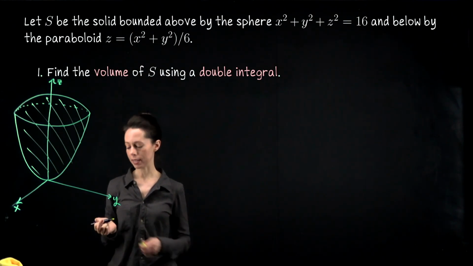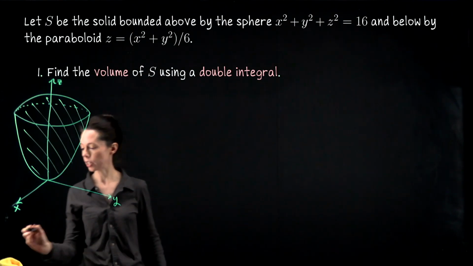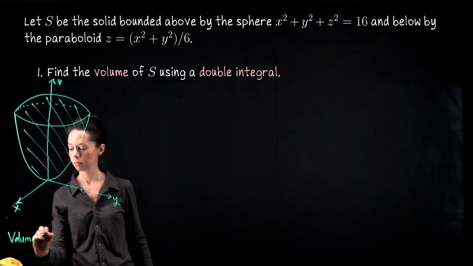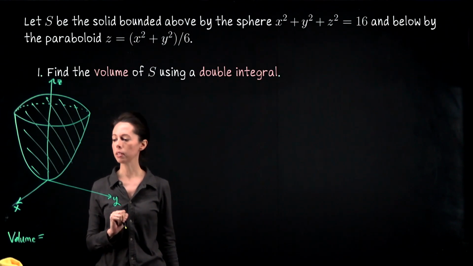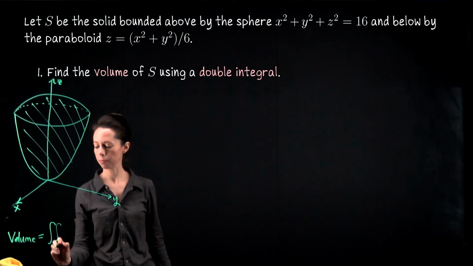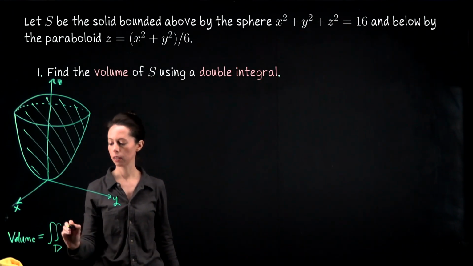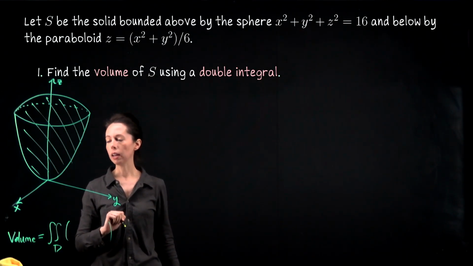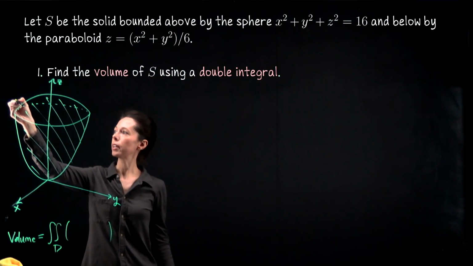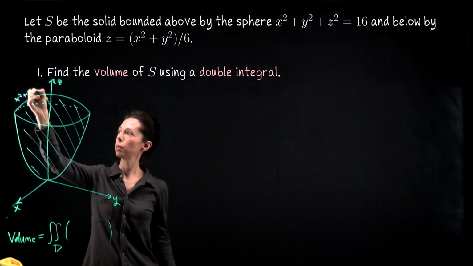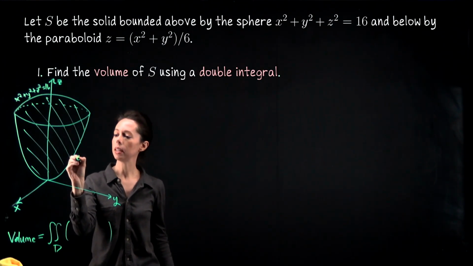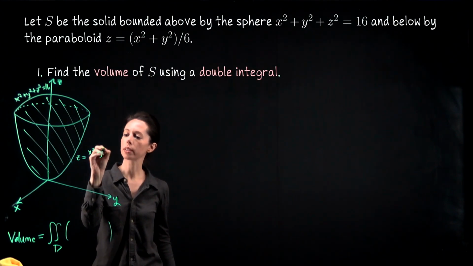Okay, so how are we going to set this up as a double integral computation? Well, we can say that the volume is going to be the double integral over some domain of integration, which I'm going to highlight in a minute, of the region trapped between these two surfaces. So the sphere is x squared plus y squared plus z squared equals 16. The paraboloid was z equals x squared plus y squared over 6.